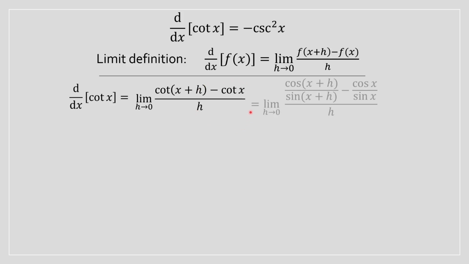At this point on, what we're going to have to do is apply a trig identity, and we can rewrite cotan as cos divided by sine. And we're going to do that for both functions, so x plus h and just x basically, right? So it's going to resemble something that looks like this.